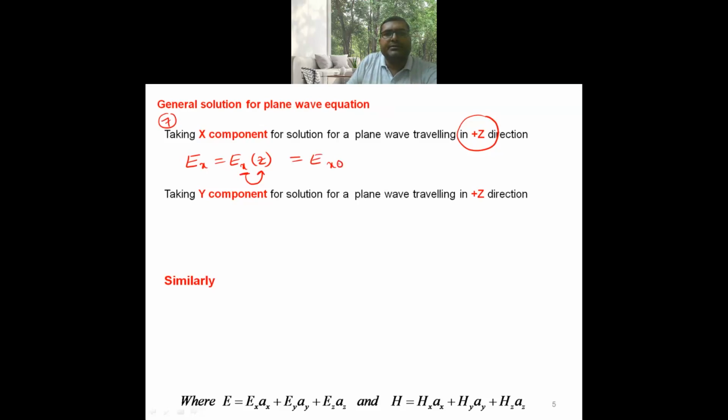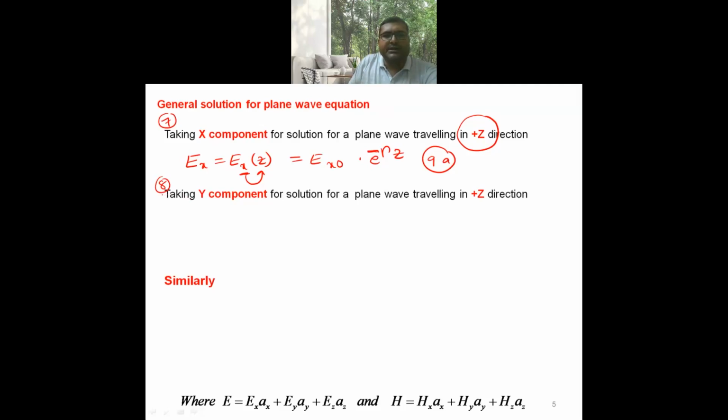Ex naught is the magnitude, e power minus gamma z. The electromagnetic wave traveling in positive z direction is indicated by minus gamma z. If the electromagnetic wave is traveling in negative z direction, then we have to write e power plus gamma z. Let it be equation number 9a.